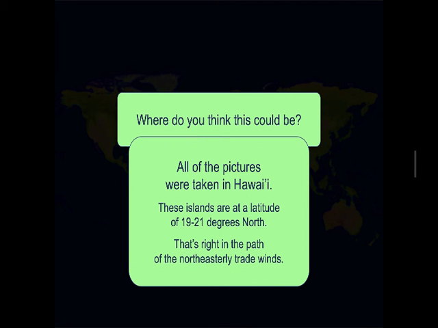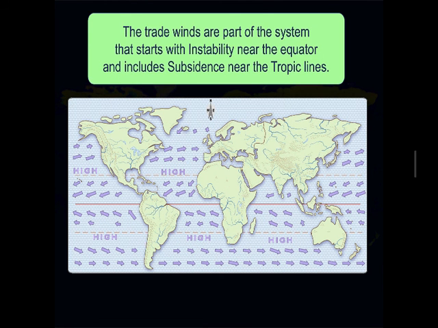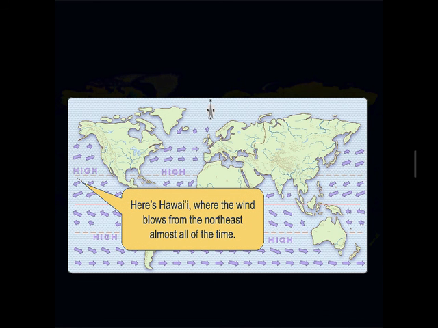These islands are at a latitude of 19 to 21 degrees north. That's right in the path of the northeasterly trade winds. The trade winds are part of a system that starts with instability near the equator and includes subsidence near the tropic lines. Here's Hawaii, where the wind blows from the northeast almost all of the time.